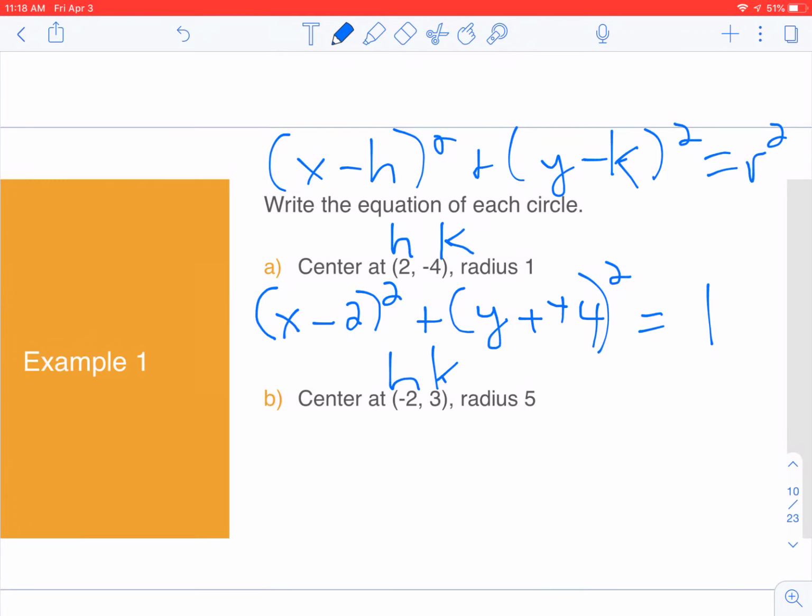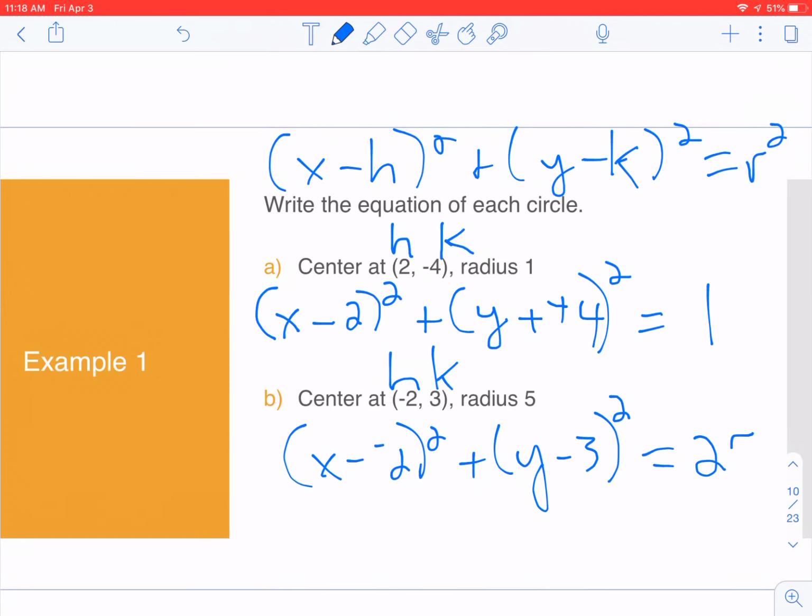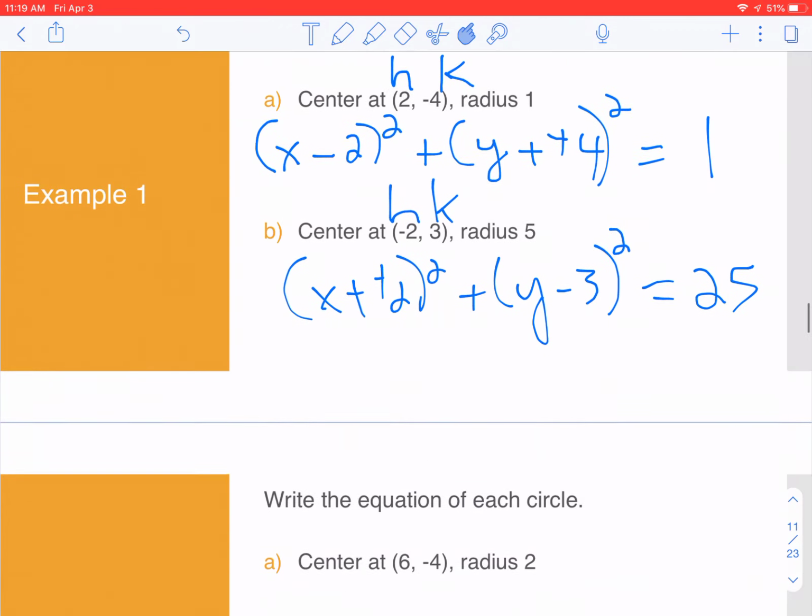h, k. So once again, it's going to be (x - -2)² + (y - 3)² = 5², which is 25. And then we make that a positive. Okay, so it's (x + 2)² + (y - 3)² = 25. All right.